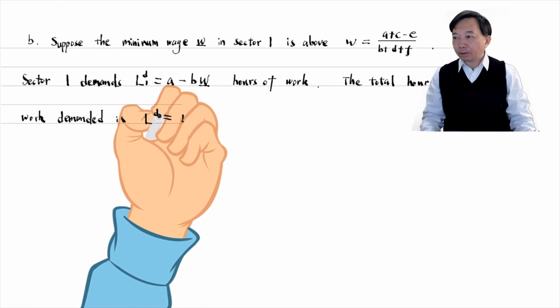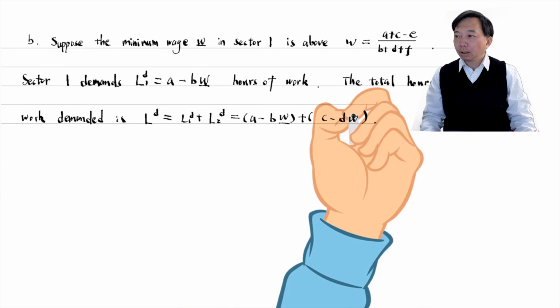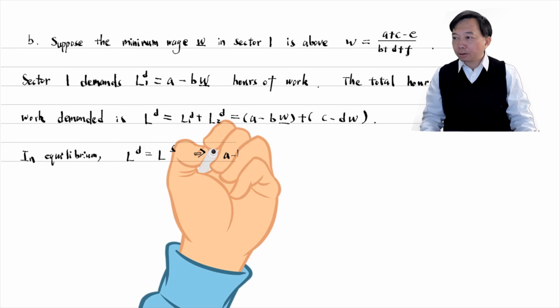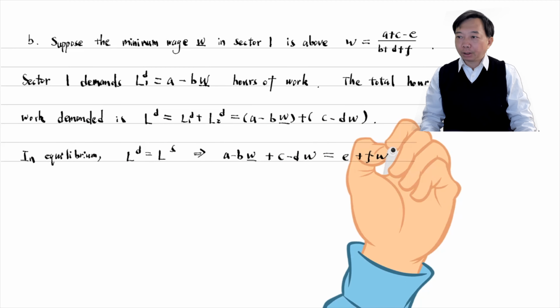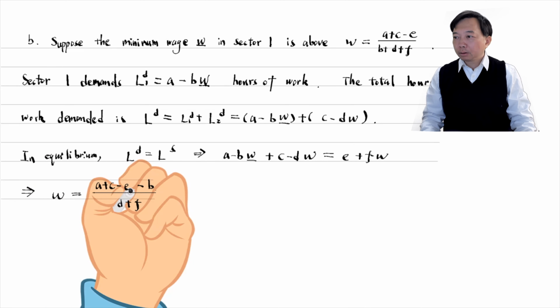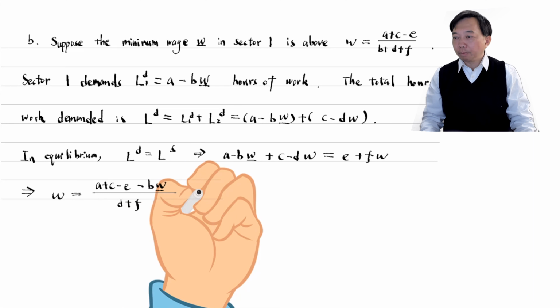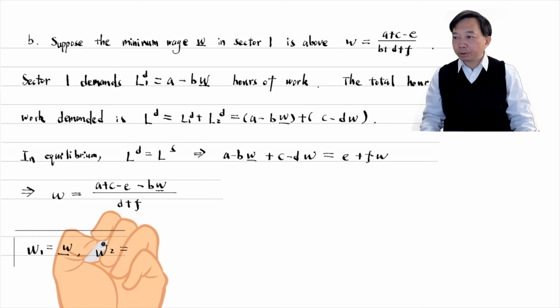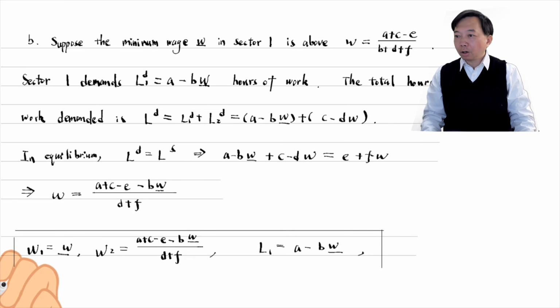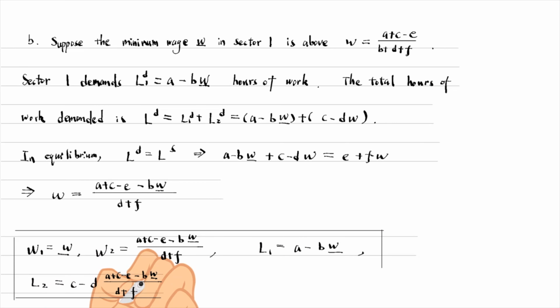The wage in sector 2 is W. In equilibrium, the labor demanded equals the labor supplied. We can solve for the equilibrium wage in sector 2, W. Substituting it into the demand or supply functions gives the labor equilibrium quantity in sector 2 and the total labor quantity.